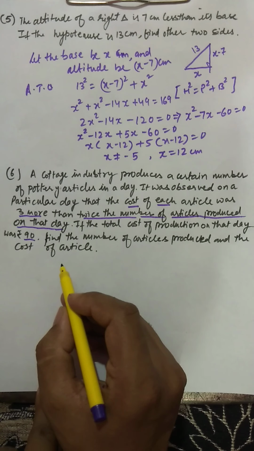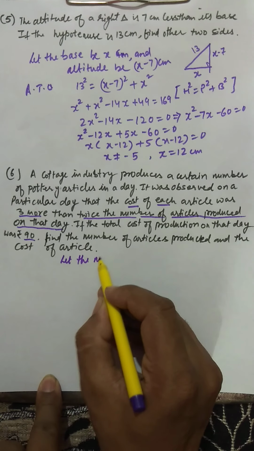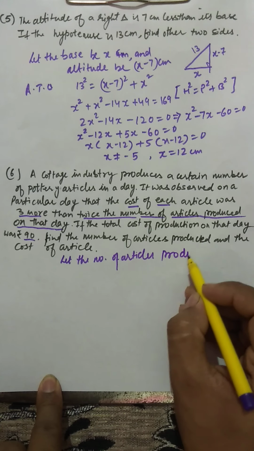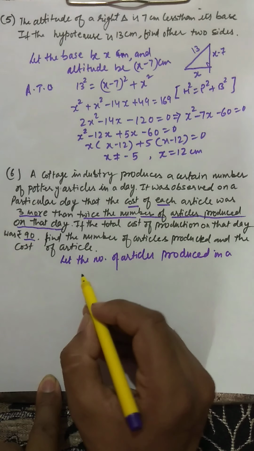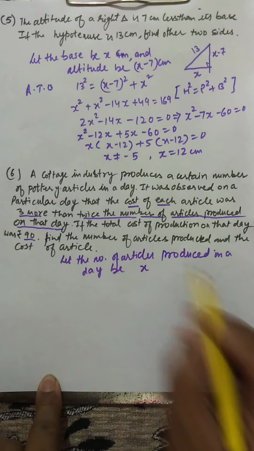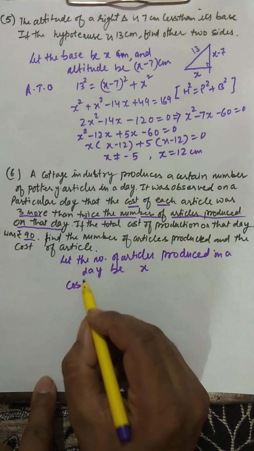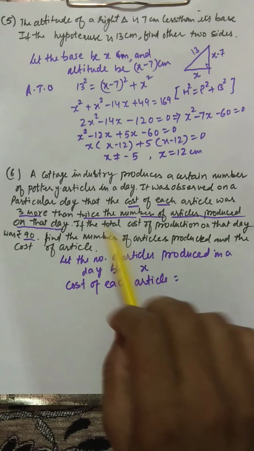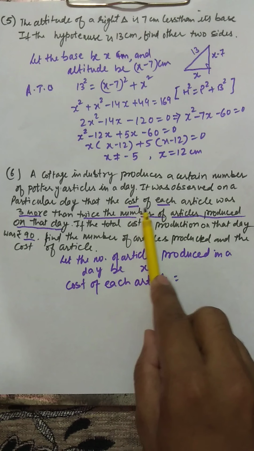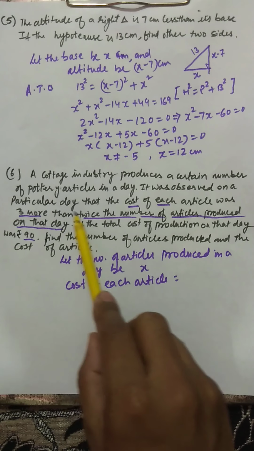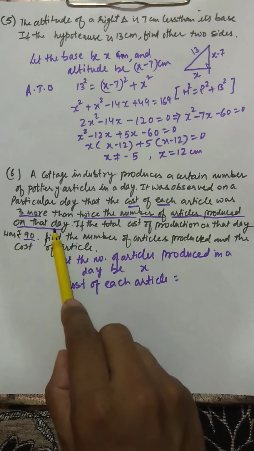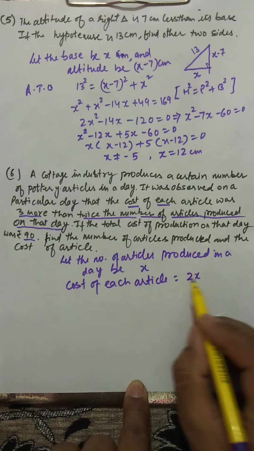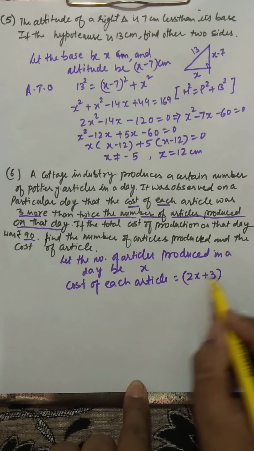So we can start from, let the number of articles produced in a day be x and cost of each article. We'll emphasize on this statement. Then the cost of each article was 3 more than twice the number of articles produced on that day. So on a particular day we produced x number of articles, so it means the cost of each will be 2x plus 3, and this is in rupees.